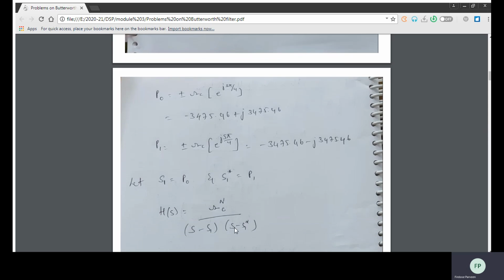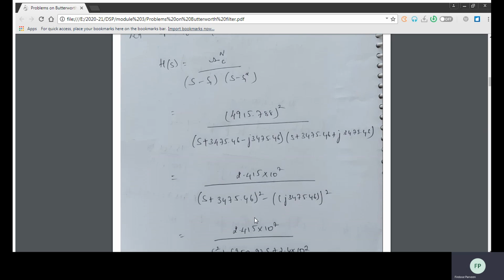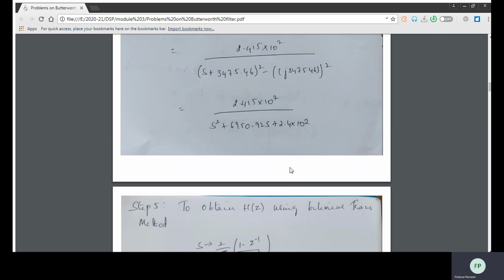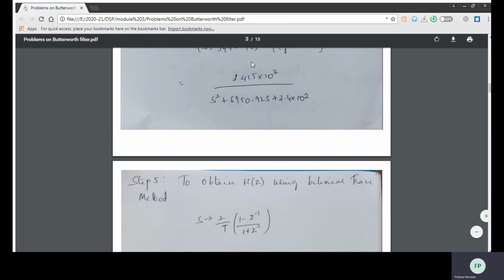What is the formula for the analog filter function? It is omega c to the power of N divided by (s minus s1) into (s minus s1 conjugate). Calculate that. This is nothing but a square minus b square, so expand a plus b whole square, and j square means minus 1. You will be getting it in this form.